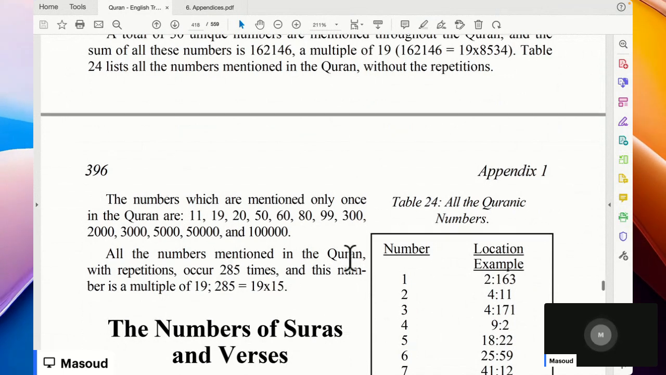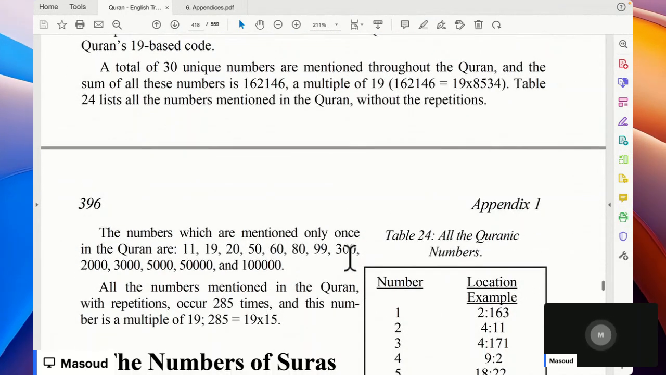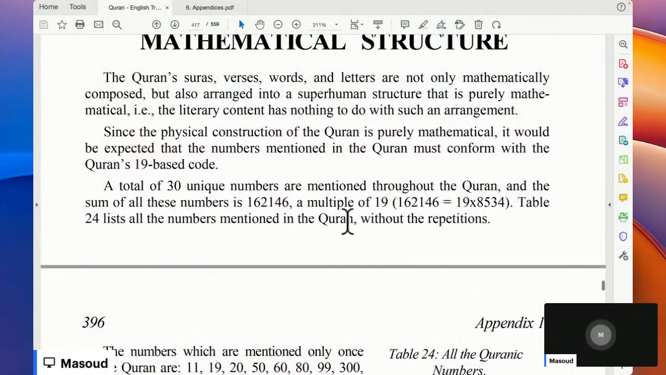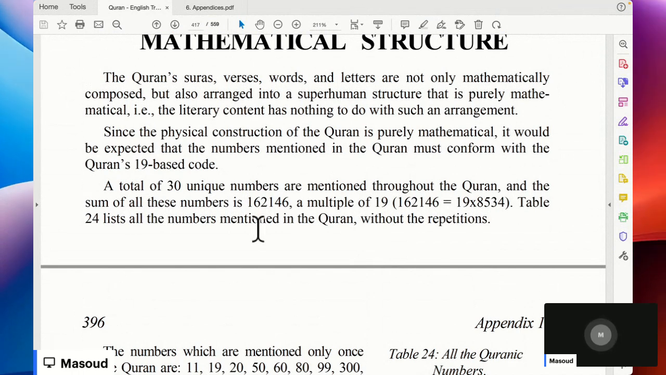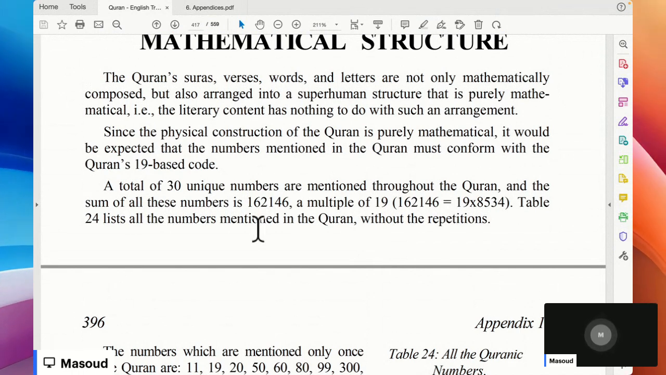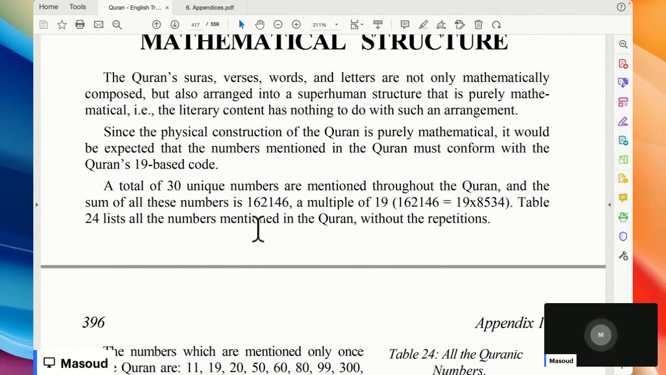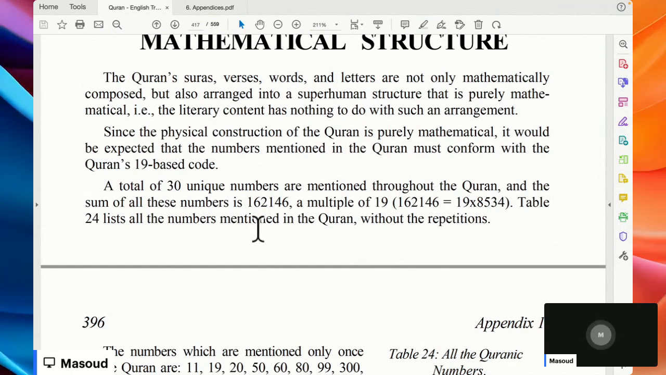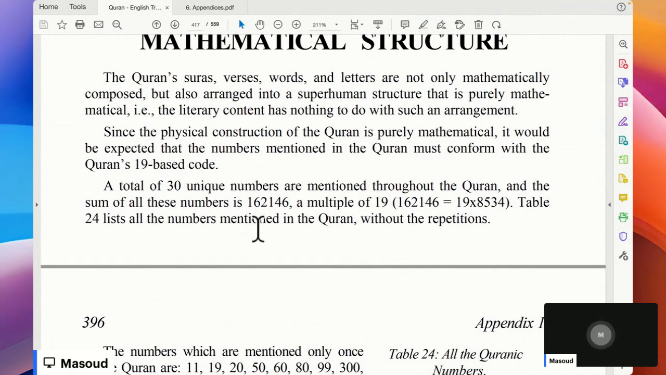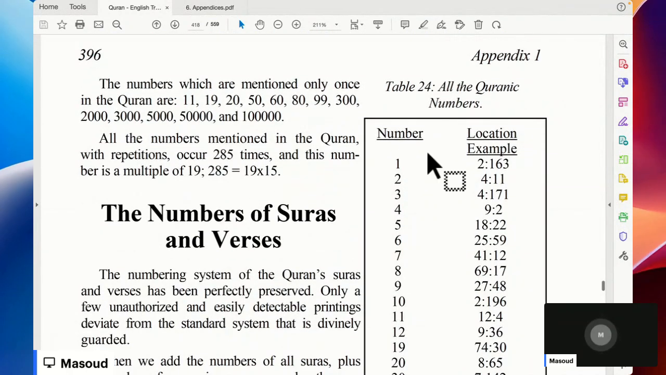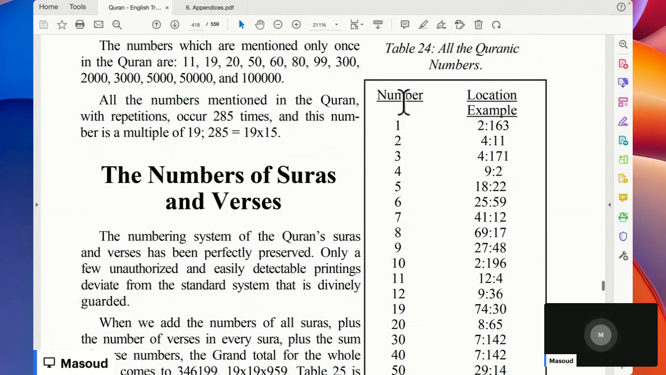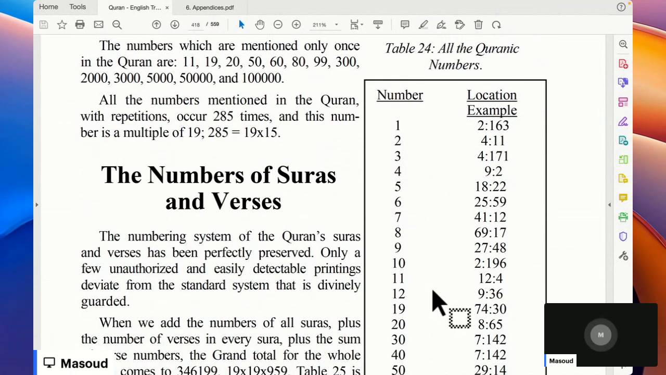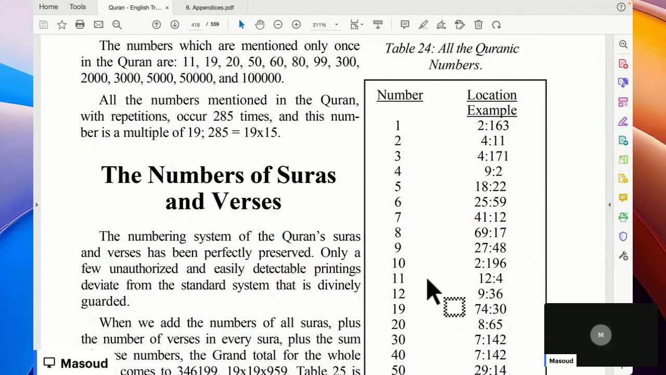SubhanAllah. There's a lot of information here, and it is condensed. First of all, we have already talked about these 30 unique numbers which have occurred in the Quran, obviously in the shape of words, like in the shape of letters, not in the shape of numbers, but they are very much pointing toward numbers. And these are the locations. If you look at table 24, all the Quranic numbers, these are the numbers on the left hand column.